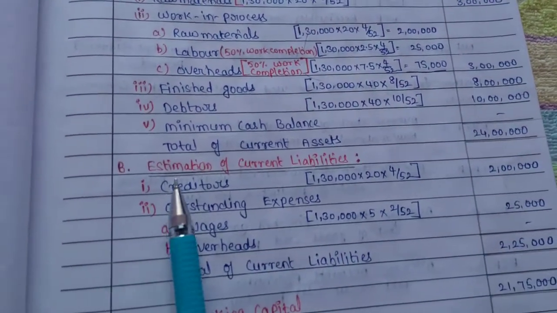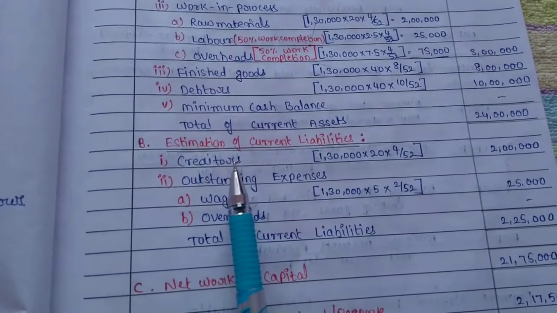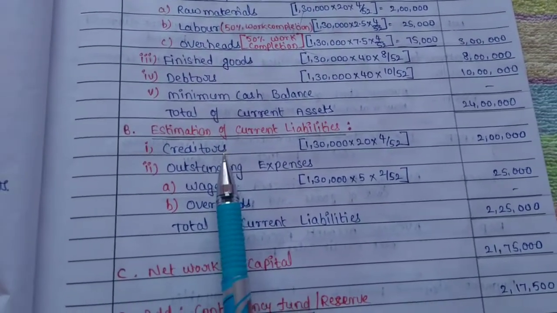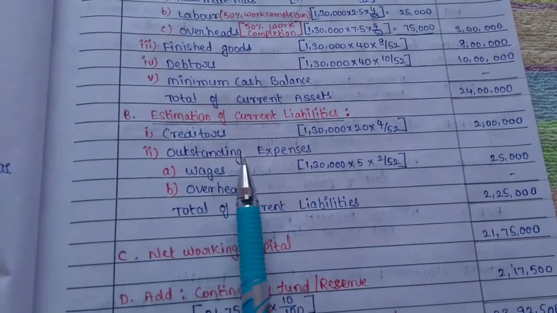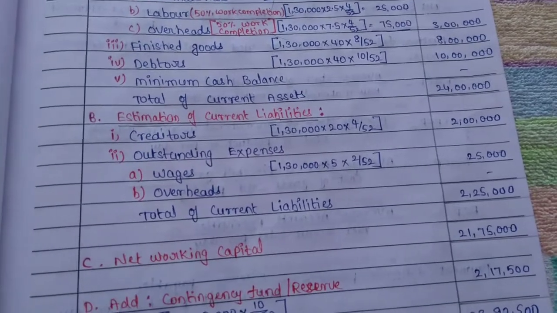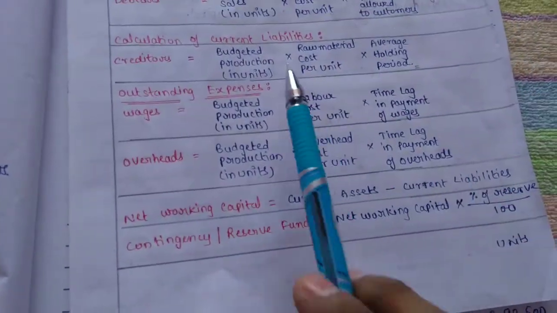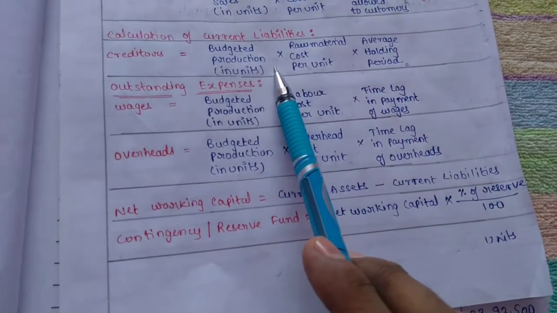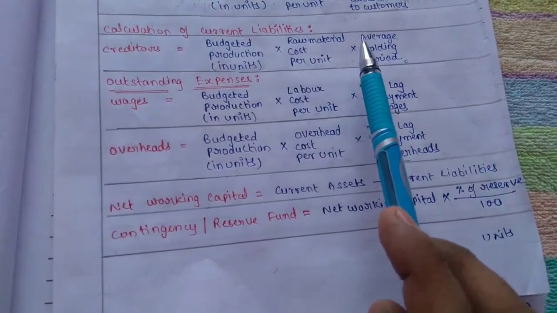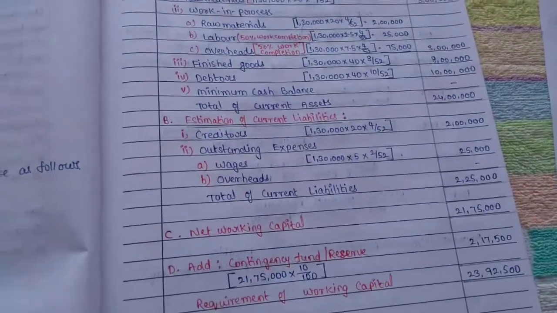Now estimation of current liabilities. See here, under estimation of current liabilities, there are two elements. One is creditors and the second one is outstanding expenses. Now creditors. So what is the formula for the estimation of creditors? Creditors is equal to budgeted production in units into raw material cost per unit into average holding period.